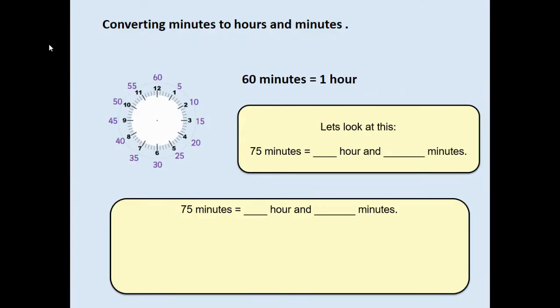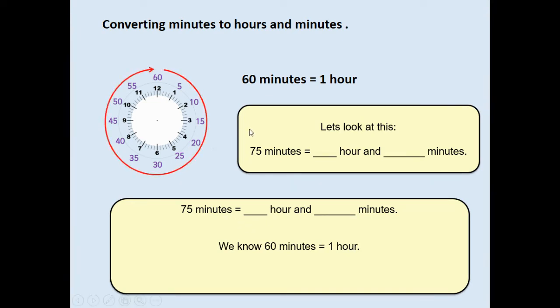Okay, what we're doing now is converting minutes to hours and minutes. Let's remind ourselves, 60 minutes equals 1 hour. We're going to convert this 75 minutes into hours and minutes. We know that 60 minutes equals 1 whole hour, and we need to find out how many more minutes there are to get to 75.